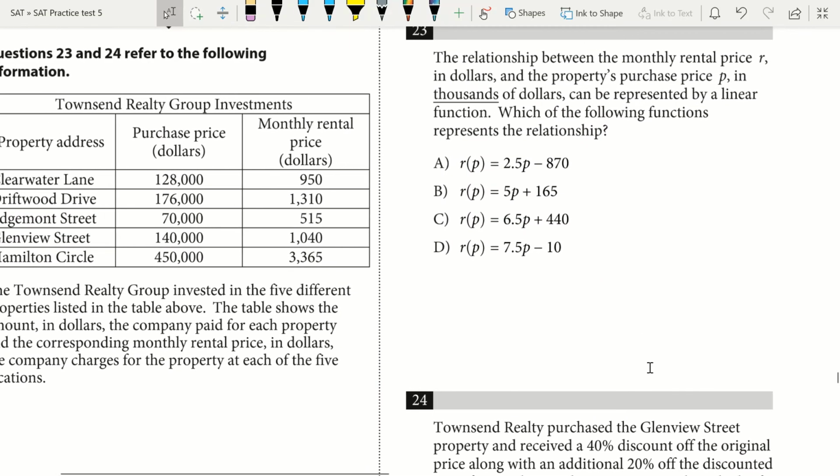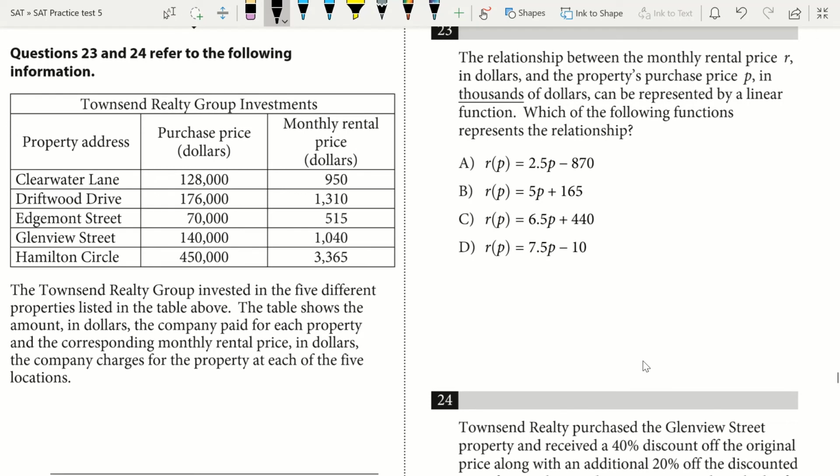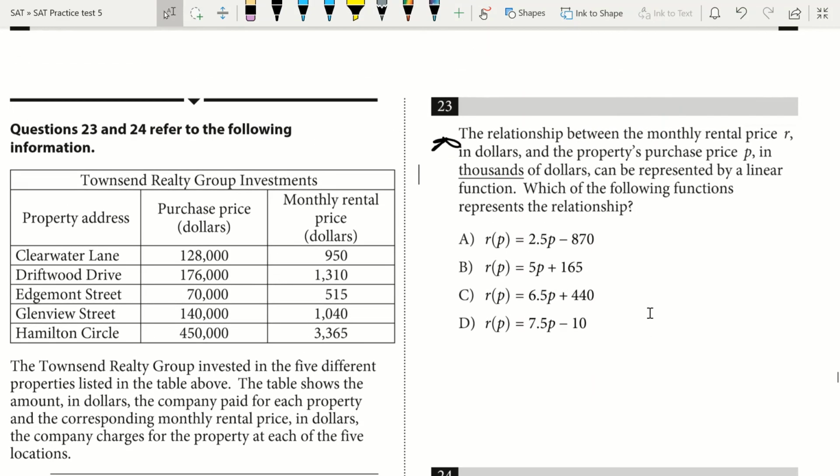All right. The relationship between the monthly rental price R in dollars and the property's purchase price in thousands of dollars can be represented by a linear function. Which of the following functions represents the relationship? Well, I'm told my purchase price is in thousands of dollars, but my rental is just in dollars. So I have to get rid of these thousands so that I don't mess up my units.